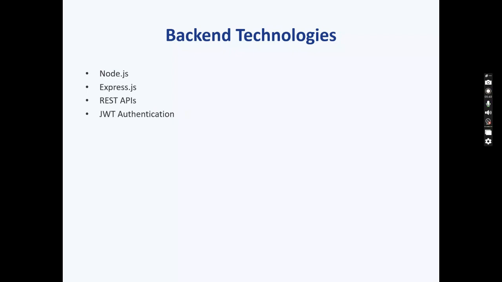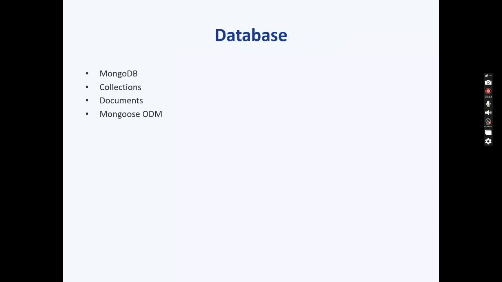Coming to database, MongoDB is a NoSQL database. The data is stored in documents. Collections contain the documents. Mongoose connects the database to the backend, which simplifies database operations.